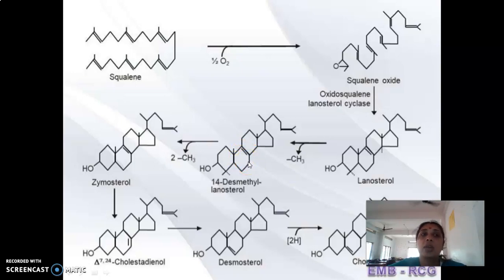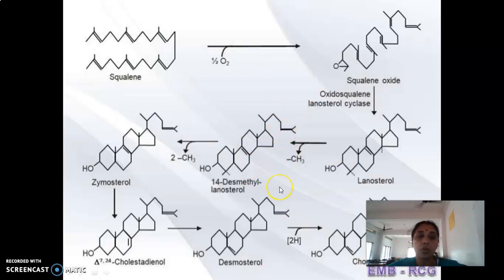Delta 7 cholesterol can be converted to 7-dehydrocholesterol, right? 7-dehydrocholesterol can finally be converted into cholesterol. So the basic difference is that the order of the reactions is changed. There are two pathways through which cholesterol can be synthesized from lanosterol: either the demethylation reaction happens first, or the reduction reaction is initiated first.